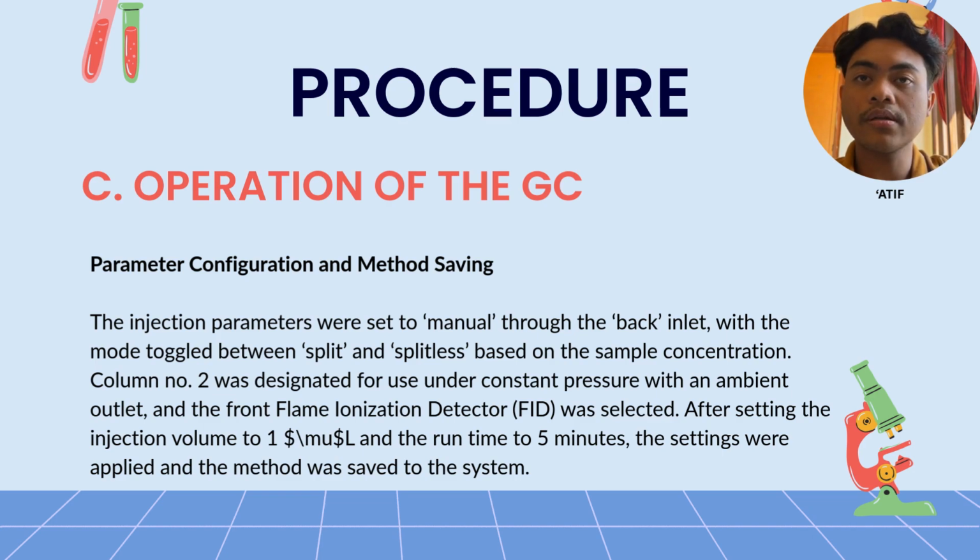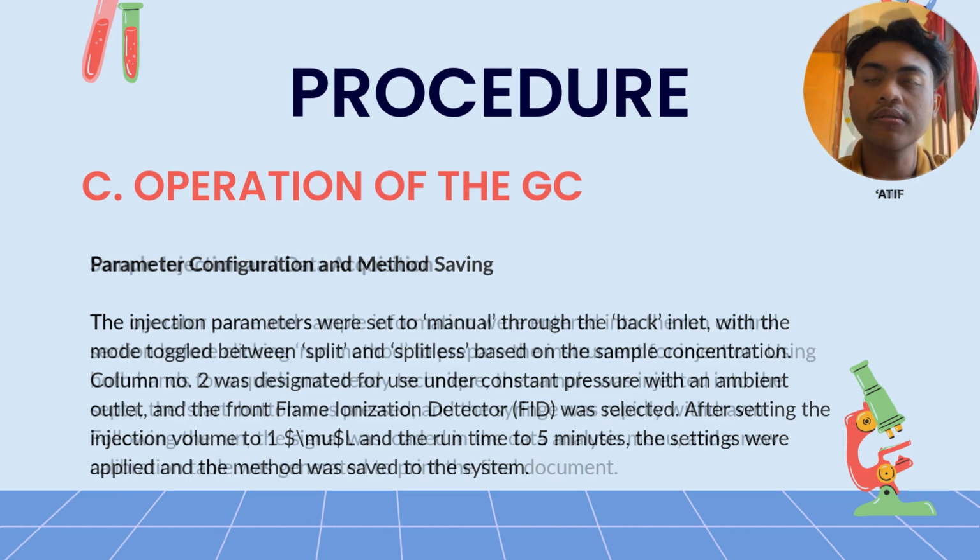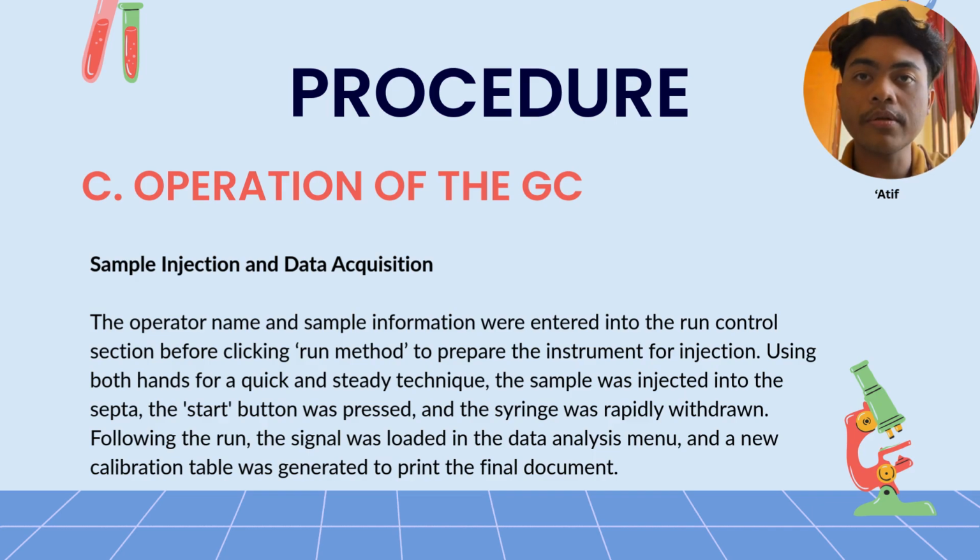Column number 2 was designated for use under constant pressure with an ambient outlet, and the front flame ionization detector was selected. After setting the injection volume to 1 microliter and the run time to 5 minutes, the settings were applied and the method was saved to the system. Last but not least, the operator name and sample information were entered into the run control section before clicking Run Method to prepare the instrument for injection.